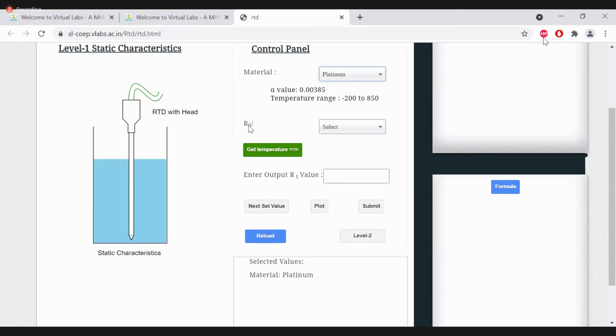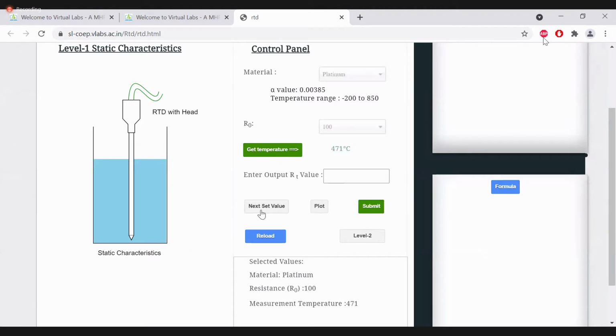Now we have to select R0. R0 is the resistance at 0 degrees Celsius. So if you are selecting 100 ohms for platinum, you can choose. Or if you want 200, 300, 500, whatever value you want, you can put as R0. So select R0, students. After selecting R0, you have to click on get temperature.